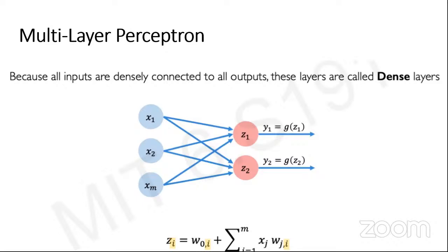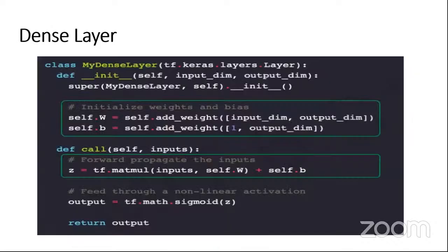Here comes the concept known as dense layer. So what is a dense layer? Here, when all inputs are densely connected to all the outputs, they combine together to form a layer known as a dense layer. When implementing it, the dense layer can be implemented like this.